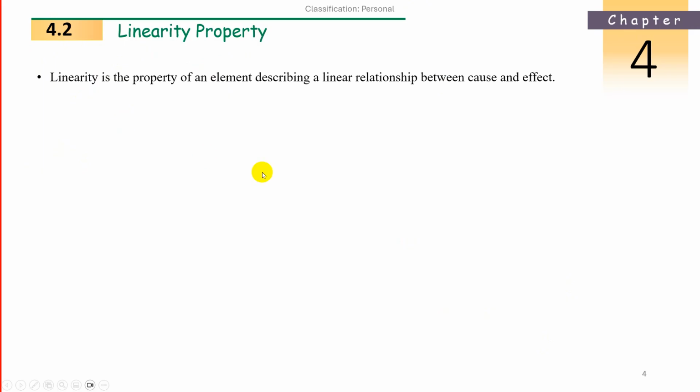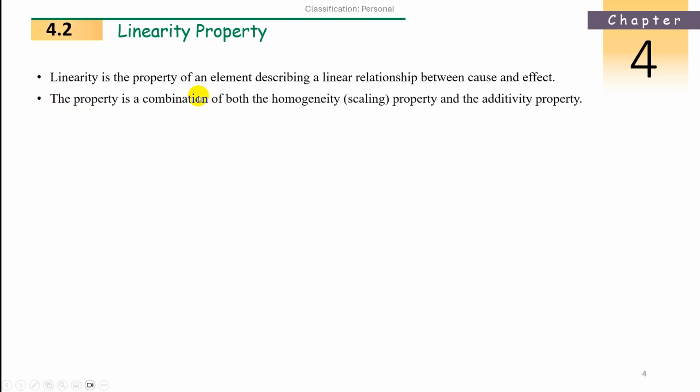So we have to think about the linearity of these elements. It means if we give something to these elements, what is the effect? If we give some x value to the element, does an x difference come in the output or not? That's linear. So in linearity, two properties you have to check. The property is a combination of both homogeneity, that is called the scaling property, and the additive property. These two properties you have to check to see if it is linear or not.